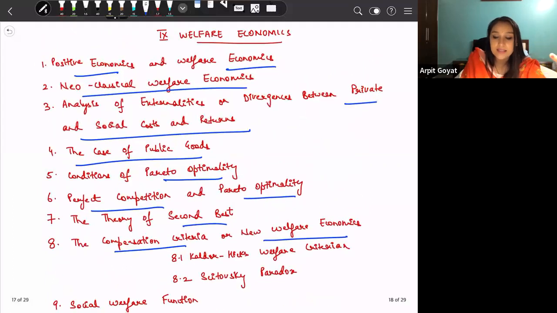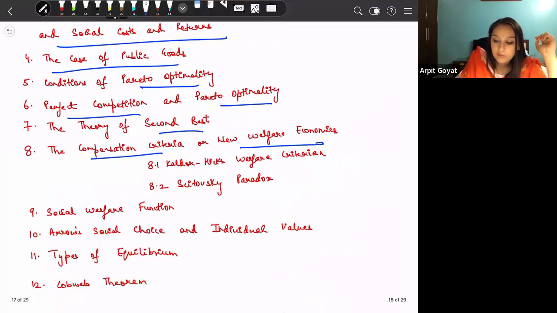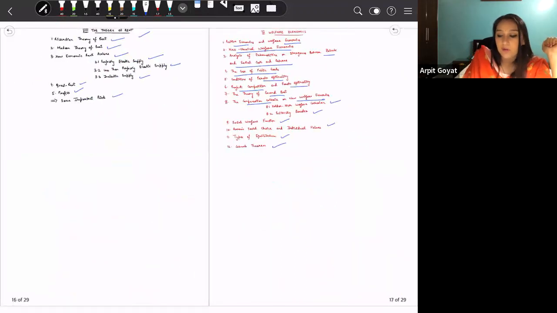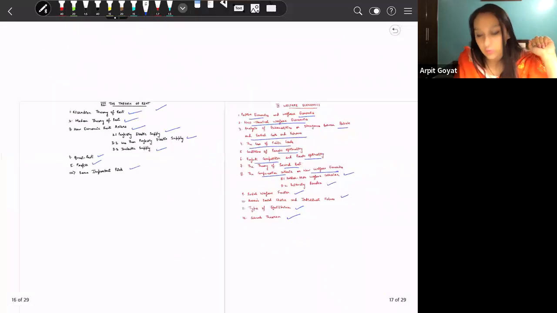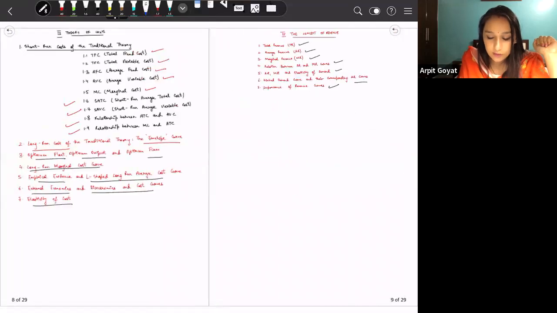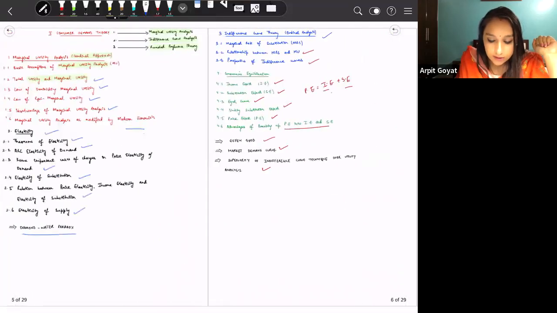तो अभी तक हमने ऊपर क्या डिस्कस किया? Neoclassical. जैसे जैसे फिर situation change हुई, we are now on new welfare economics, wherein we will discuss Kaldor-Hicks welfare criteria, Scitovsky paradox. Then we'll discuss social welfare function, Arrow's social choice and individual values, types of equilibrium, and finally Cobweb theorem. So these are the various theories in microeconomics. So again, syllabus is huge. Microeconomics is a lengthy topic, but it is not difficult.